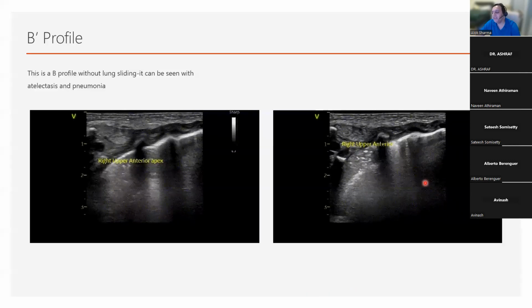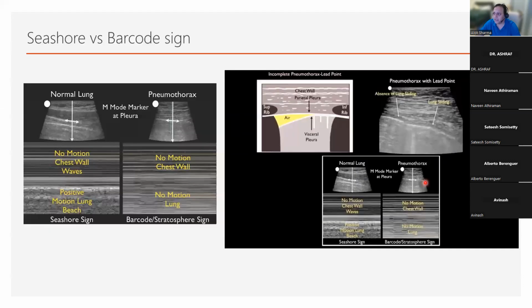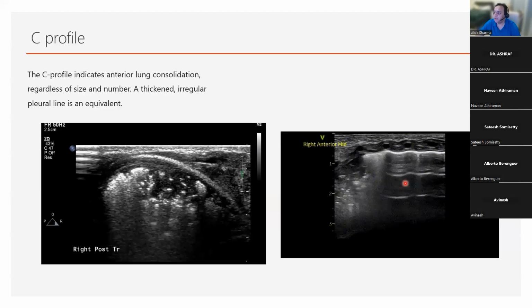Now, what is a B' profile? As I explained to you when we talked about the C profile, you can see sliding over here. Naturally, this is an area of atelectasis, so there's no pleura because there's no air coming in. The pleura is not established.